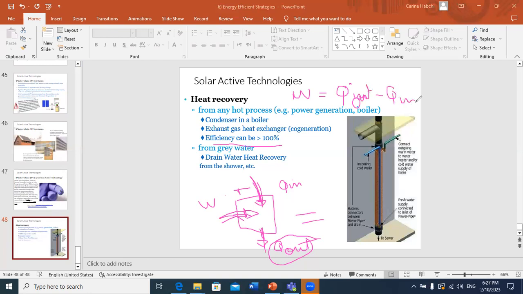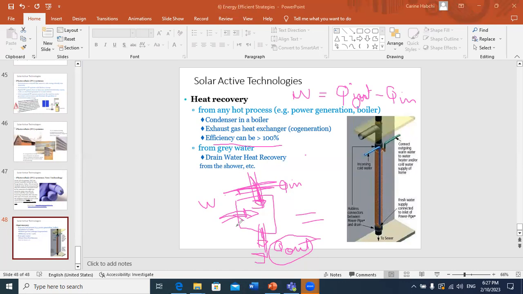Now, if you want to study the efficiency of this system, it depends on the application. Let's say you want to cool a space. If you want to cool a space, you need to put your room on this side, because you want to extract heat from the room and reject this heat to the outdoor environment.